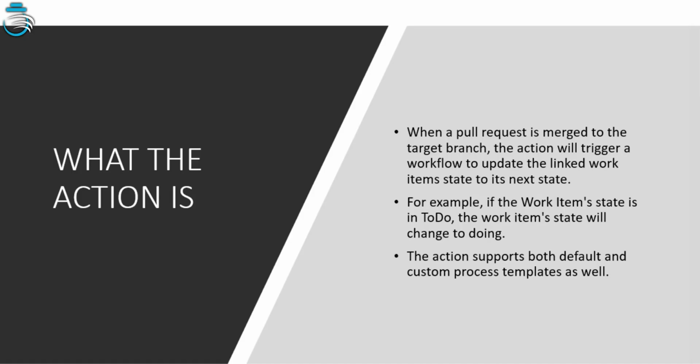To see exactly what this action is: when a pull request is merged to the target branch, the action will trigger a workflow to update the linked work item's state to its next available state. For example, if the work item state is To Do, the work item state will be changed to Doing. And this action will support both your default and custom process templates as well.